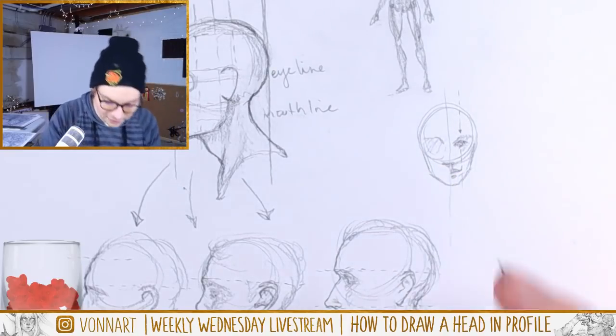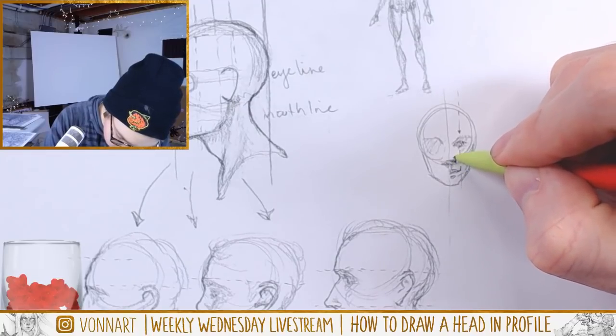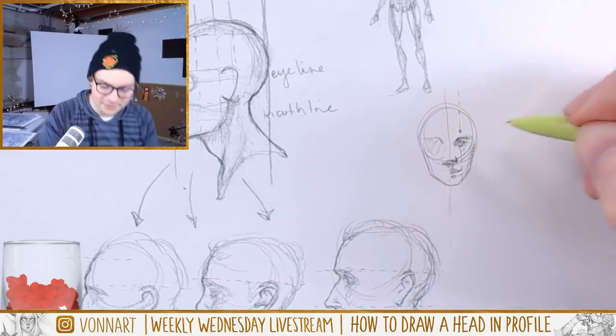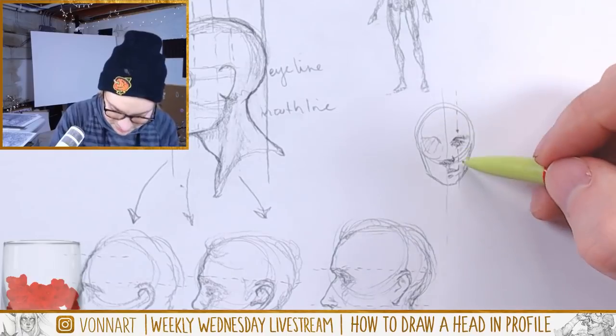Nice little tip that I found out in college. Oh, that nose is way too low. Or maybe the eye is too high. That's what happens when I do quick sketching that is pretty rudimentary looking.